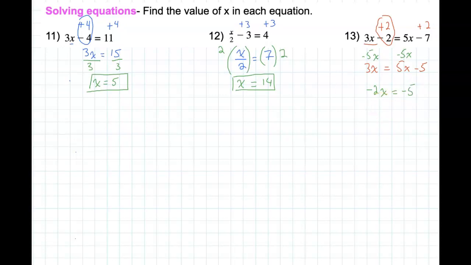And then here we are again. How am I going to undo this multiplication? I'm going to divide by negative 2. So we're left with x is equal to, a negative divided by negative is just positive, 5 over 2. We could say that that is 2.5, but you can also leave it as an improper fraction. Both are fine. All of those are acceptable answers.